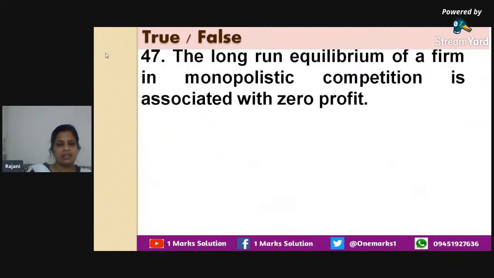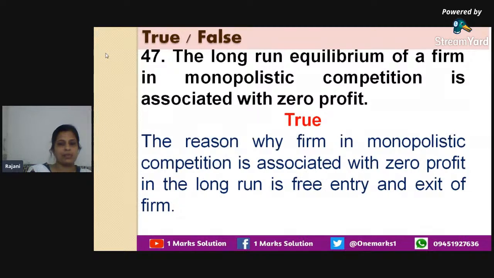Next one, the long run equilibrium of a firm in monopolistic competition is associated with zero profit. Yes, it's true. The reason why a firm in monopolistic competition is associated with zero profit in the long run is free entry and exit of firms. That is possible in the long run.